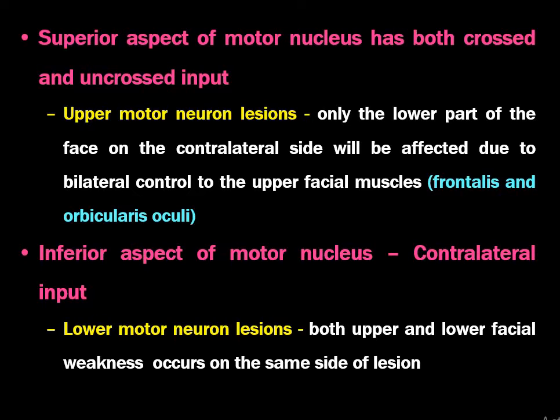The inferior aspect of the motor nucleus has contralateral input. So in case of lower motor neuron lesions, both upper and lower facial weakness occurs on the same side of the lesion. This is very important.